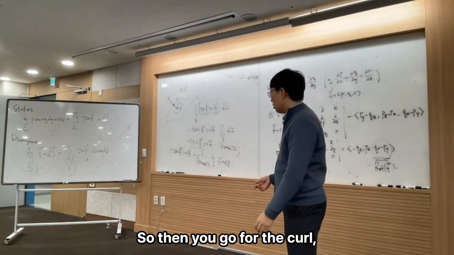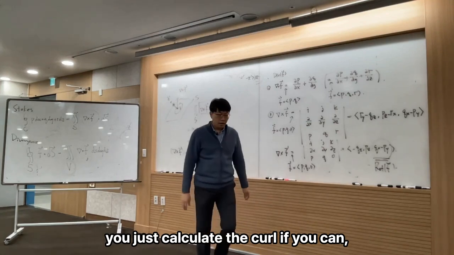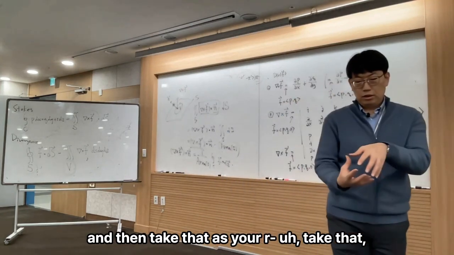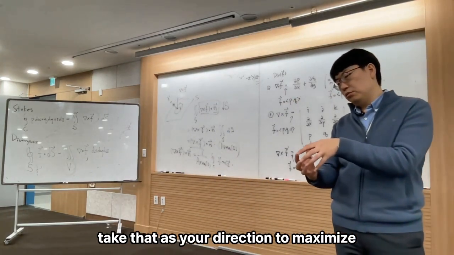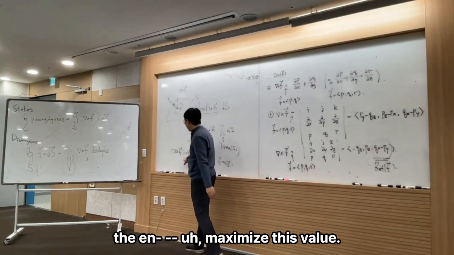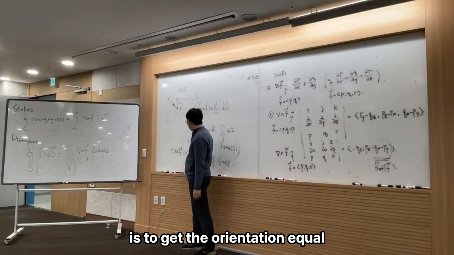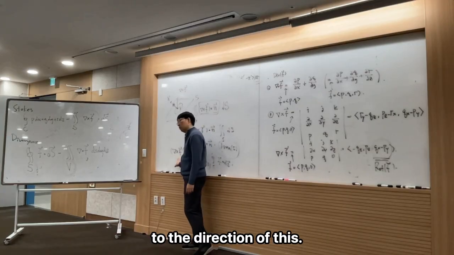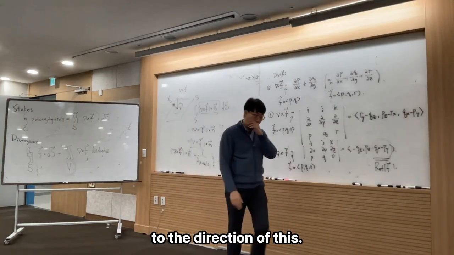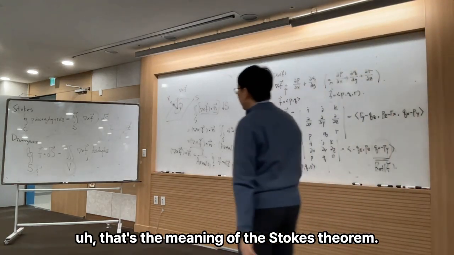So then you go for the curl. You just calculate the curl if you can, and then take that as your direction to maximize this value, because the only way you can maximize this is to get the orientation equal to the direction of this. All right, so basically that's the meaning of the Stokes theorem.